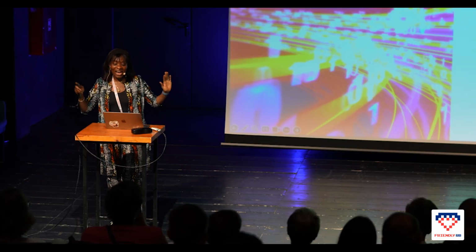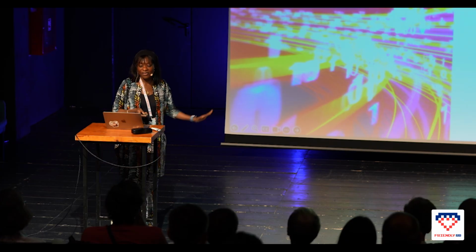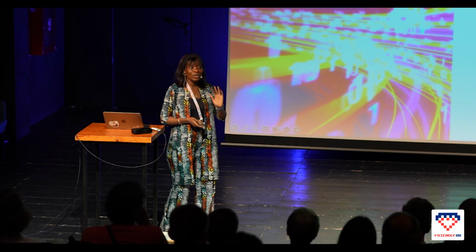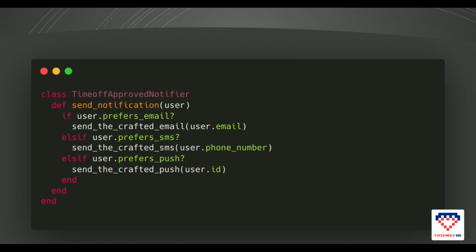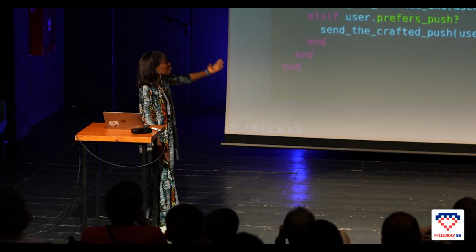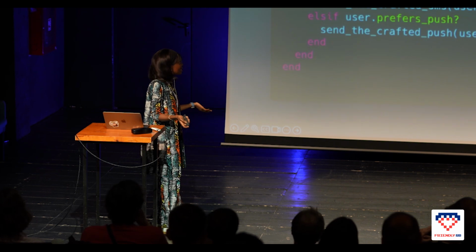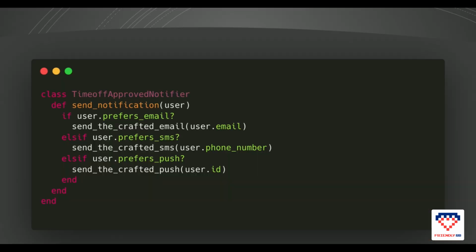So imagine that in our code base, we have several notifiers, and in every notifier, what we have is this. For example, time off approved. When you want to notify people that their time off has been approved, we send a notification to the user, but we say, if the user prefers email, then you send the crafted email. If the user prefers SMS, then we send the crafted SMS. But if the user prefers push, then send the crafted push.